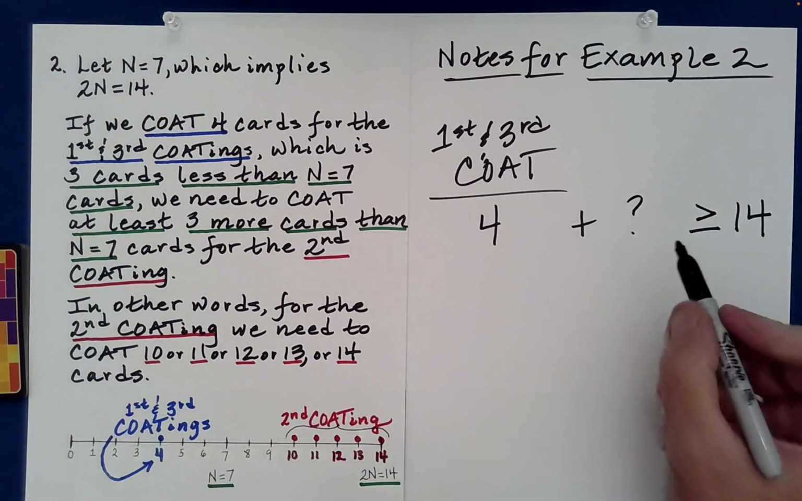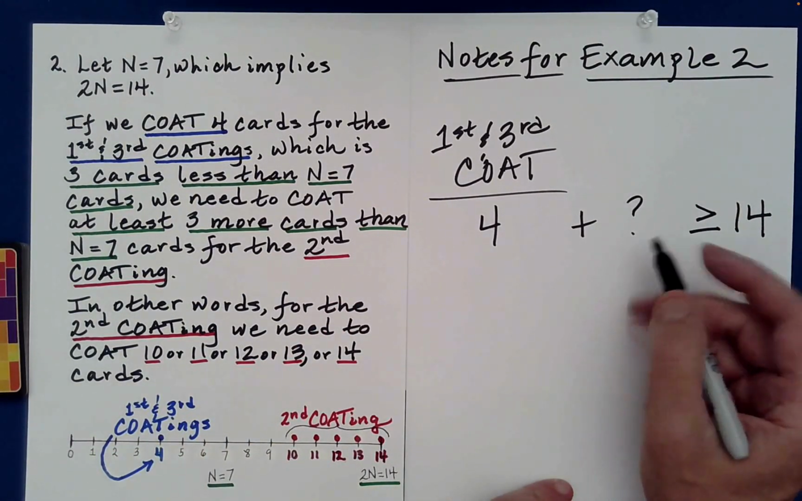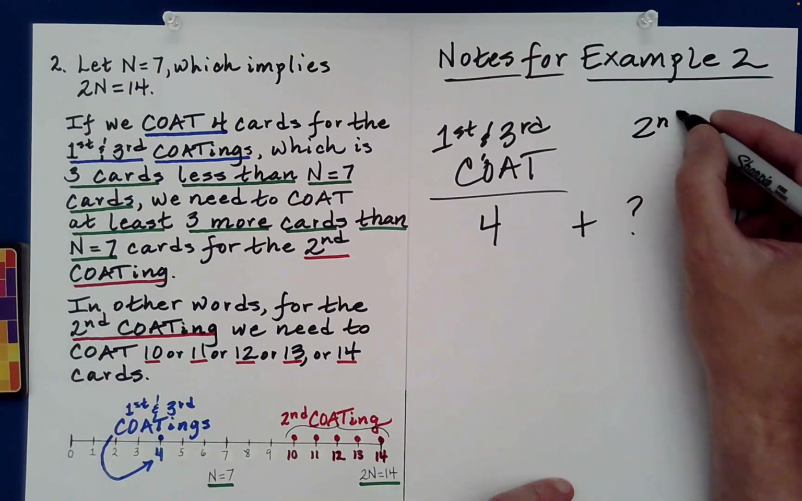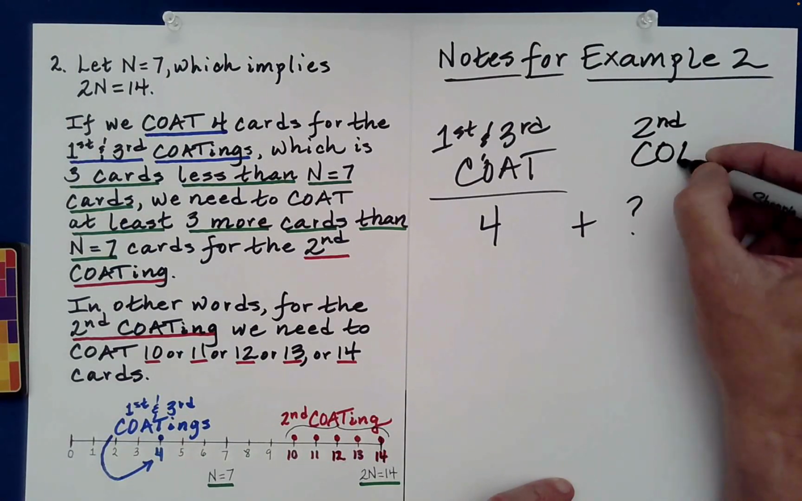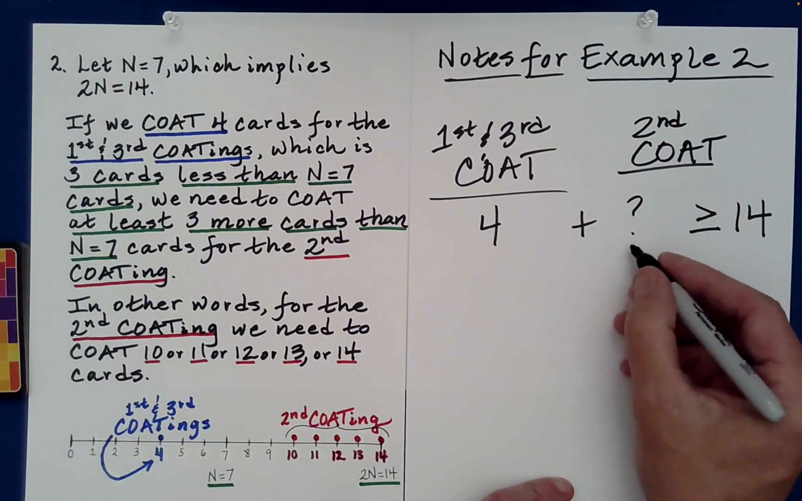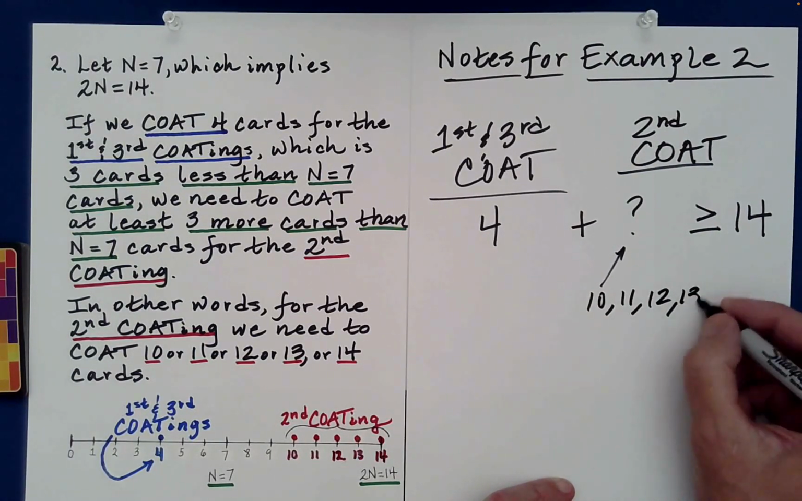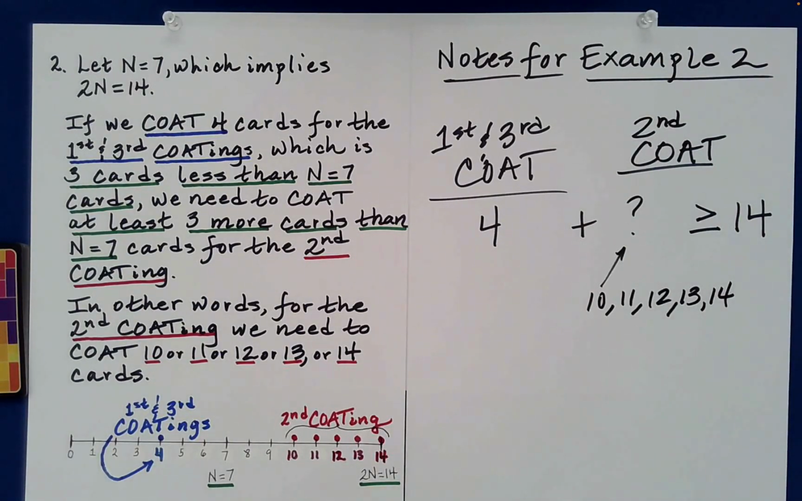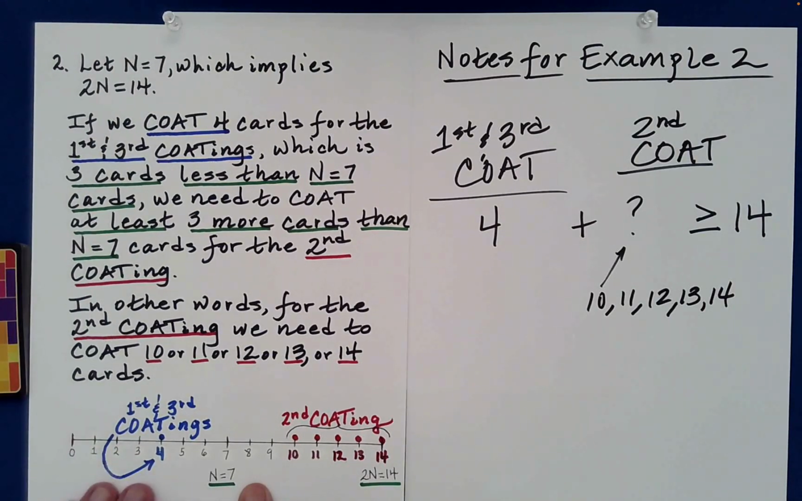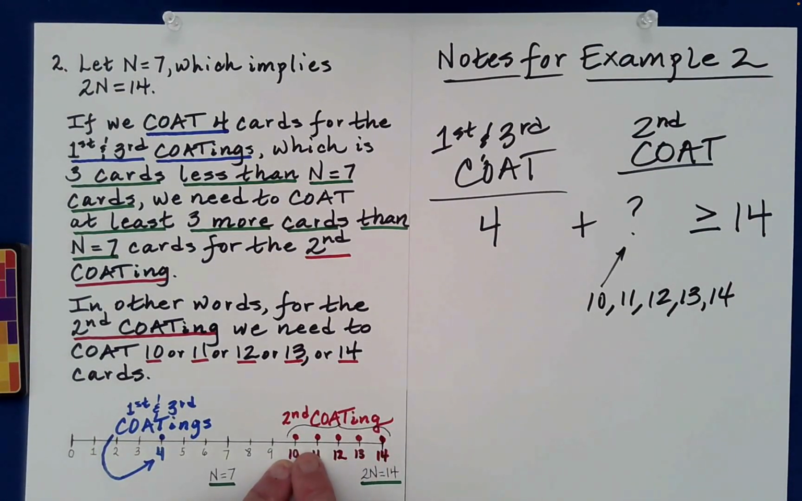Well, as we can see here in this inequality, what can go in for the, quote, question mark, is going to have to be a number larger than or equal to 10. Okay, so this can be 10, 11, 12, 13, or 14. Now we can't go over 14 because we only have 14 cards, right? So that's what I've listed down here in my little graphic. That if the first and third codings are 4 cards, then you're free to choose any of these number of cards to be coded for the second coding. And that bottom card will rise to the top.